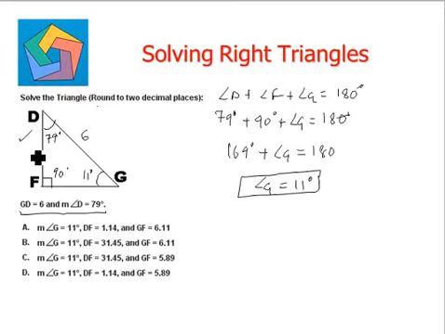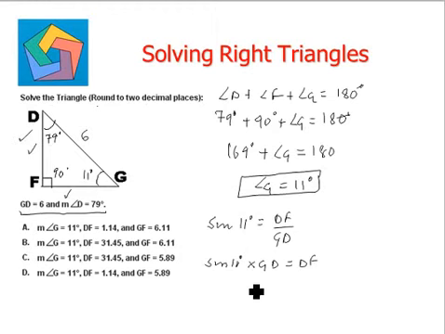Now we have to find out the value of DF and GF. So we can use our trigonometric ratios. Sine of 11 degrees, that is angle G, is opposite, that is DF, over GD, the hypotenuse. So we'll plug in the values. Sine 11 degrees times GD equals DF. GD is 6, while sine of 11 we can find in the calculator is 0.191. When we multiply this with 6, the answer is 1.14. So DF equals 1.14.